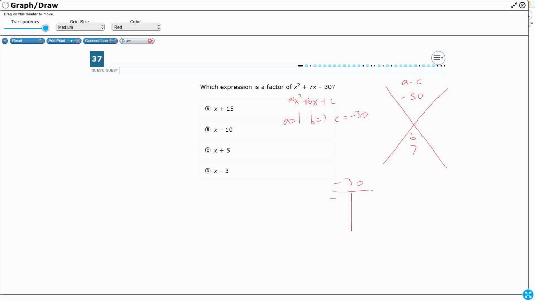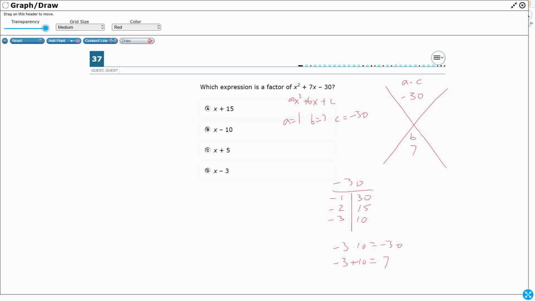So we can do negative 1 times 30, and that would get us, if we added them, to 29. We could do negative 2 and 15. That gets us to negative 30, and if I add that, it's positive 13, getting closer. I could do negative 3 and 10, and there we go. Look, we've got negative 3 times 10 equals negative 30, and then negative 3 plus 10 equals positive 7.